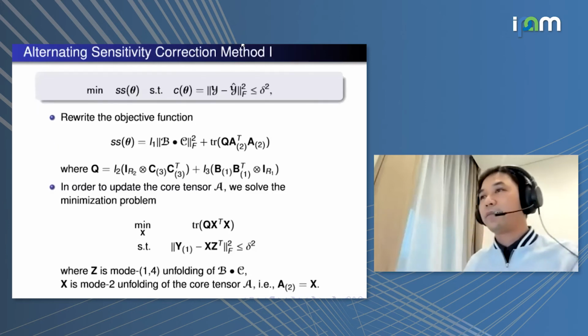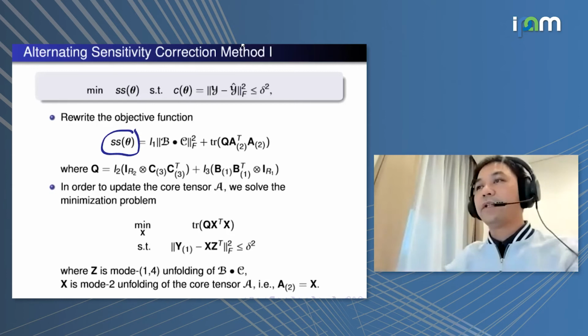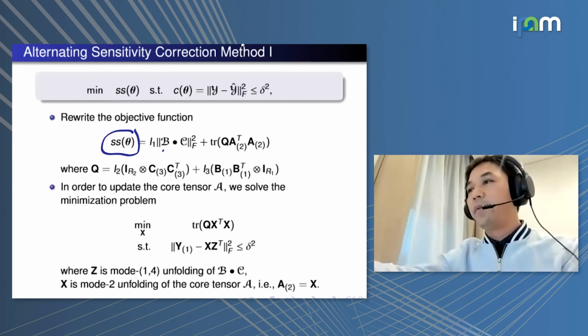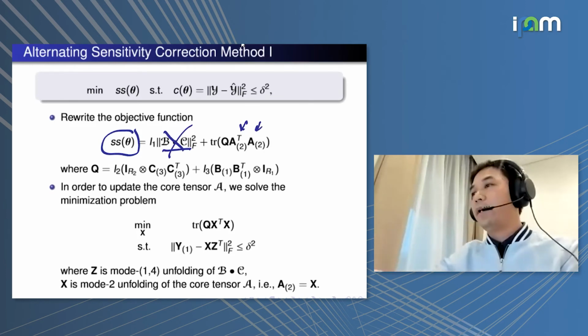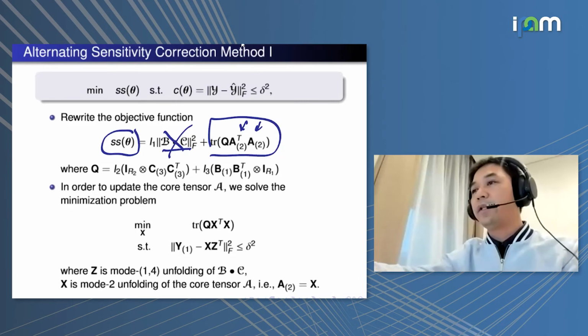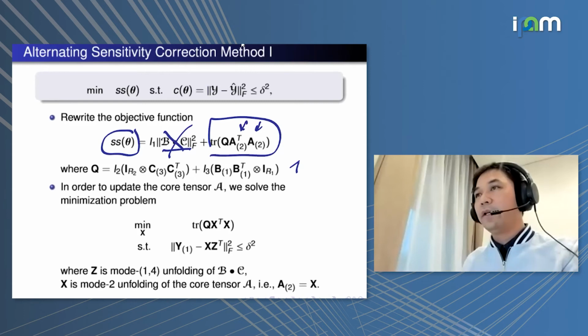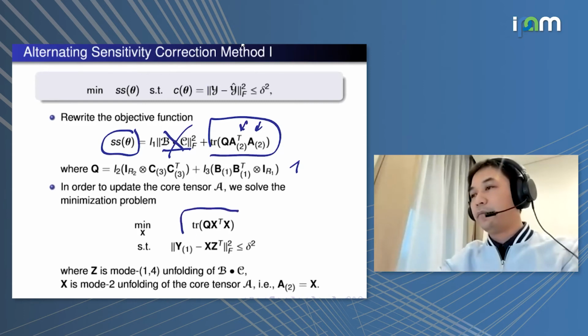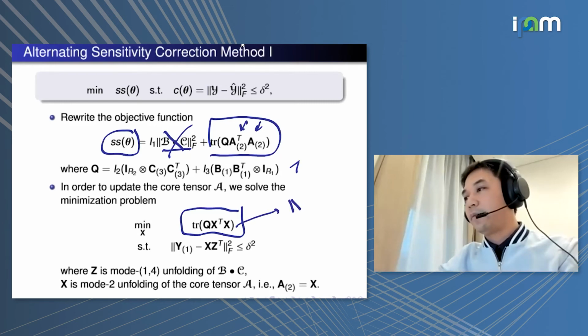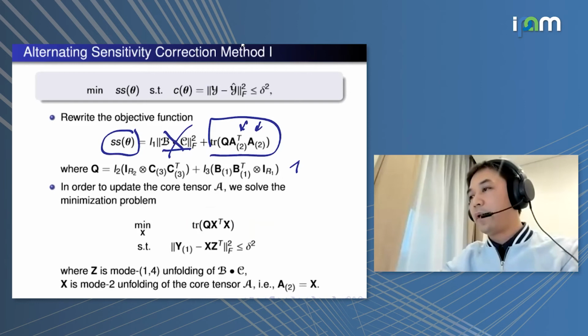So the idea is that first we write the sensitivity function, the objective function. We fix B and C. We can skip this one. We have only the core tensor A in this form, and Q here is the matrix computed from B and C. So now the sensitivity becomes the trace between A and S. We keep the constraint that the approximation error must be at least the same as the current approximation error that we have.